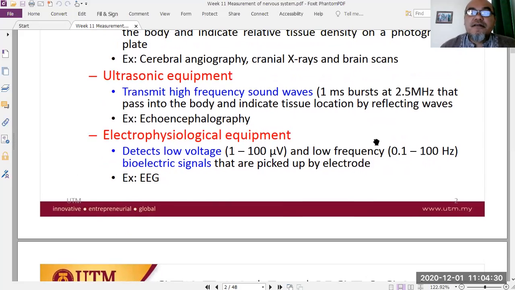Then, of course, electrophysiological equipment uses electrodes to detect the bioelectric signals coming from the brain and the nervous system as well. Because as we know, in the brain or neural system, there is transmission of ions and charges from one cell to other cells, from one neuron to another neuron. Using these electrodes, we can detect this low voltage and low frequency bioelectric signal. An example will be EEG, electro.